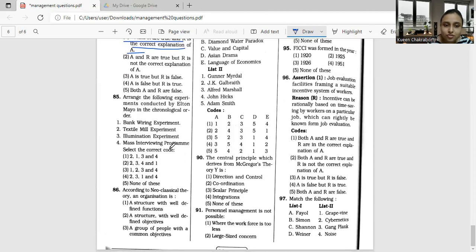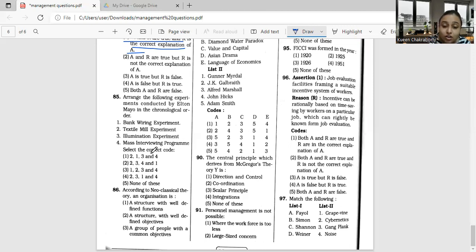Next, moving on to question number 85. Arrange the following experiments conducted by Elton Mayo in chronological order. Bank wiring experiment, textile mill experiment, illumination experiment, mass interviewing program. Right? So these are the series we have to mark based on the occurrence. So in that case, let's start with the chronological order.